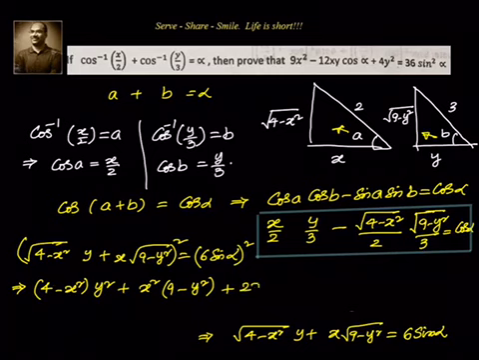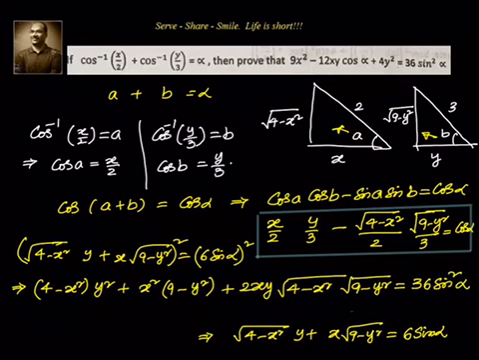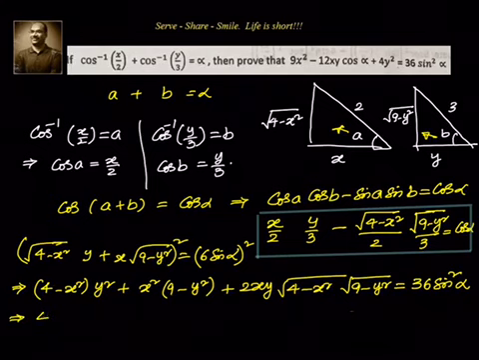the 2ab term, that is 2xy into square root of 4 minus x square into square root of 9 minus y square, is equal to 36 sine square alpha. We'll open the bracket and simplify. Let us see what we are getting now. We will have 4y square minus x square y square plus 9x square minus x square y square plus we have 2xy into root of 4 minus x square into root of 9 minus y square.